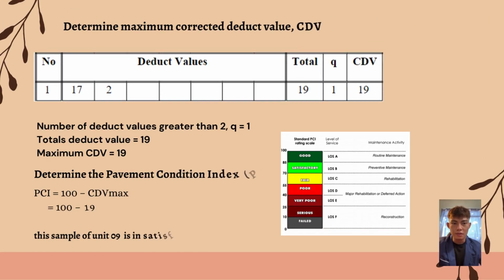Next, we determine the maximum collected deduct value, CDV. So we apply that, and the number of deduct values greater than 2 is equal to 1. So the total deduct value is 19. The maximum CDV is 19. So we apply the maximum CDV in the equation PCI equals 100 minus CDV max. So 100 minus 19, we get the value 81. So this sample of unit 9 is in satisfactory conditions.